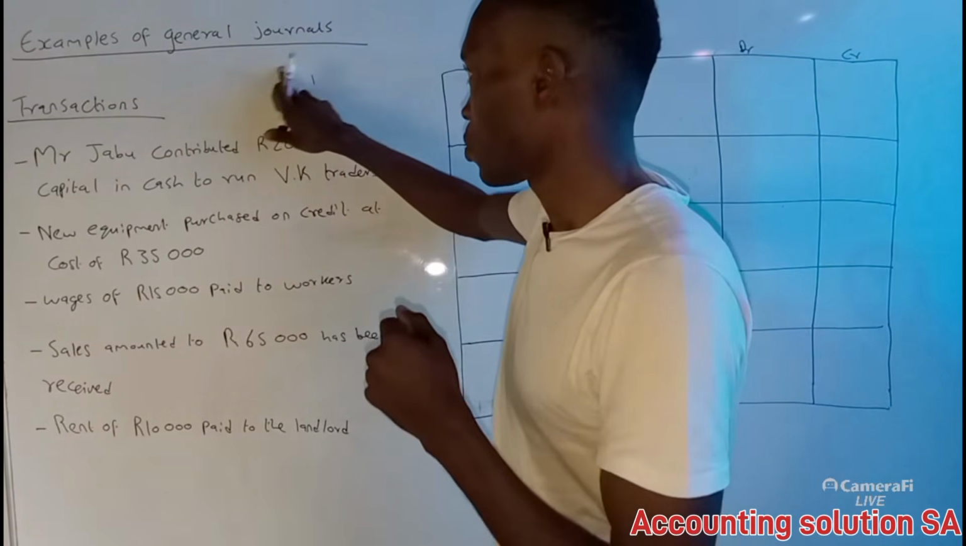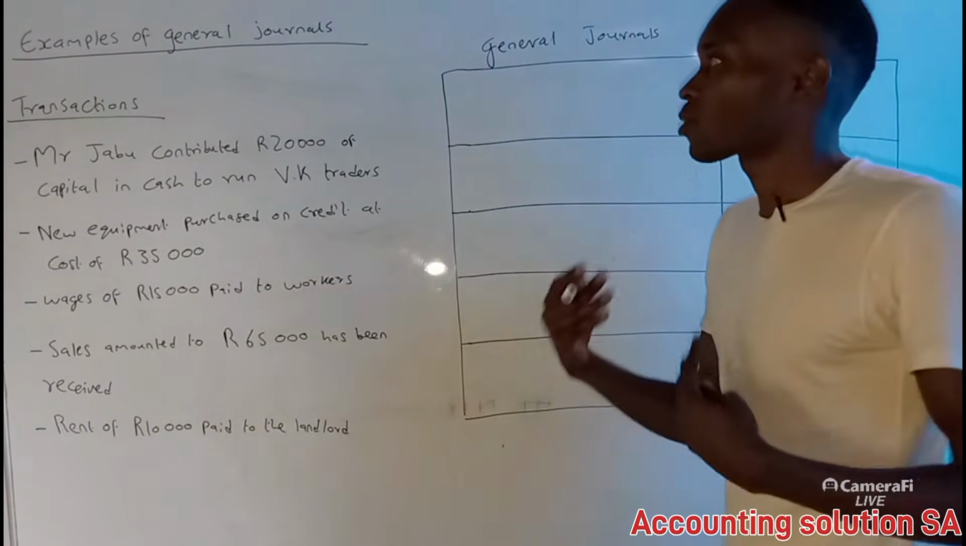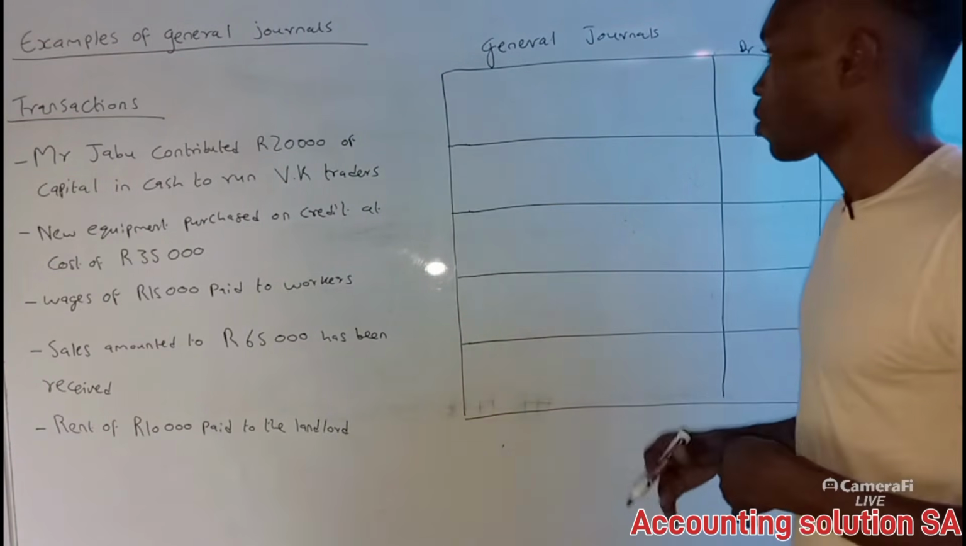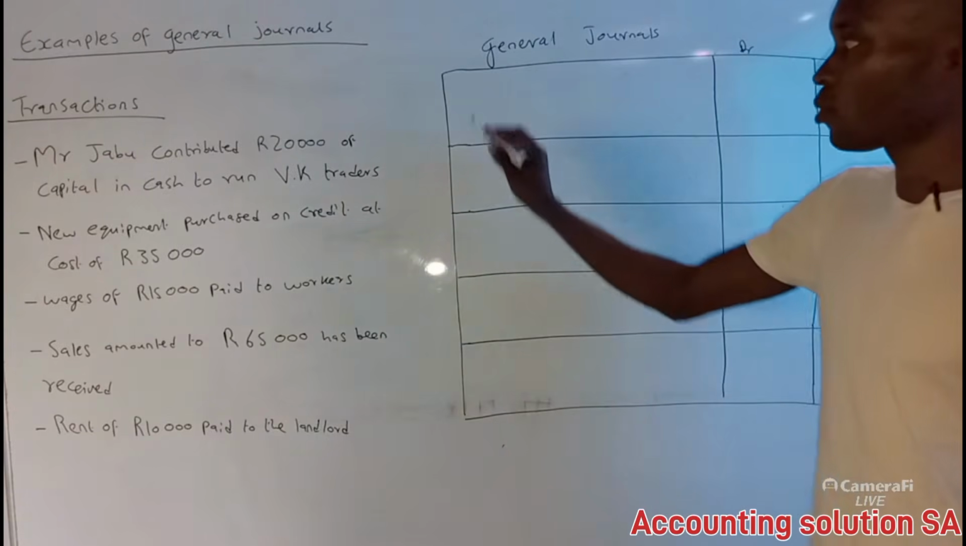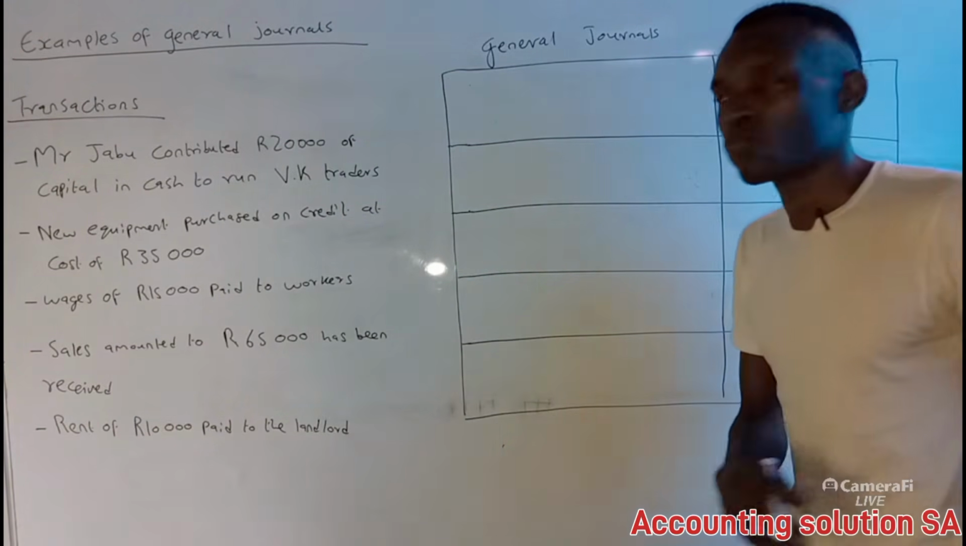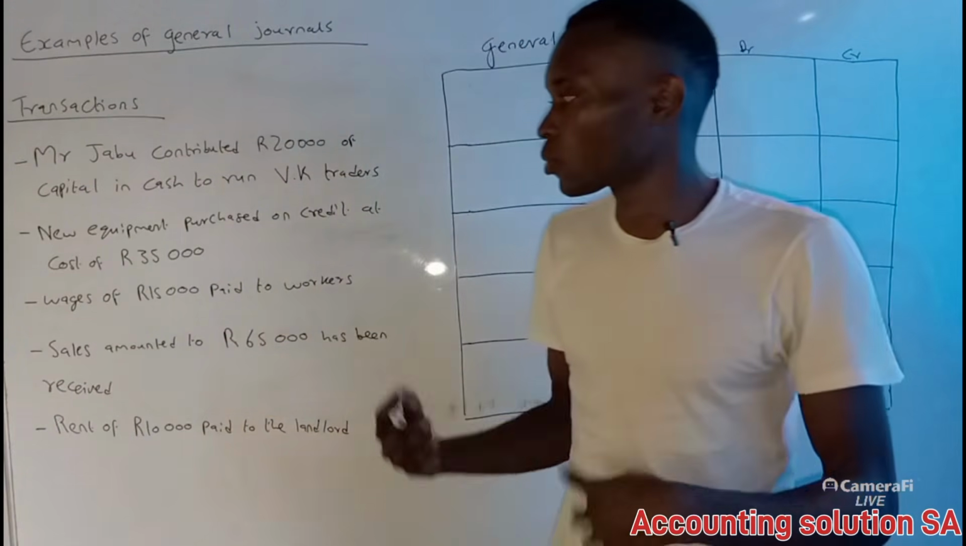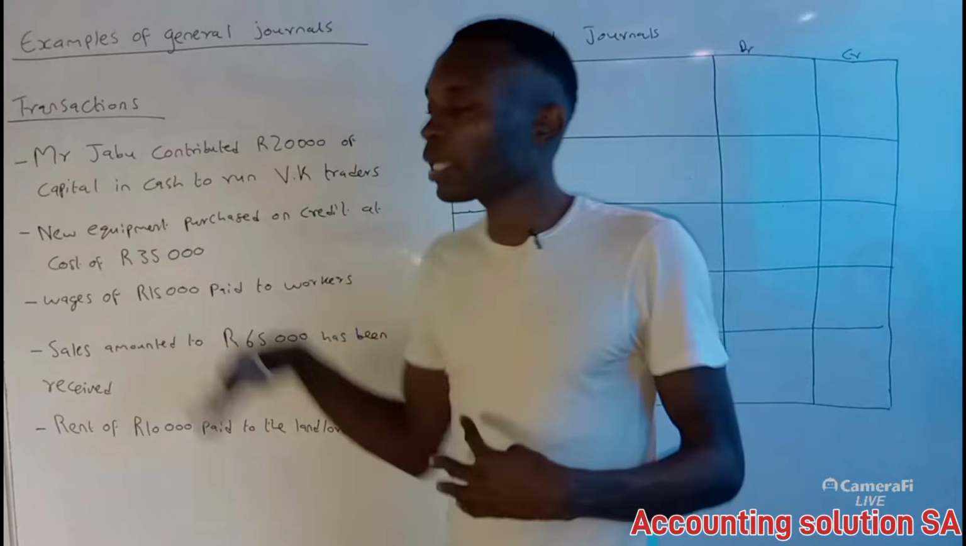Okay, so this is not the one that we are going to do today, but what we are going to do today is called general journal. When we talk about the journal, guys, we have to debit something here and credit something, and we show the amount here. This is not T account. You can see it's different. So I'm going to teach you how you are going to treat examples like this one.